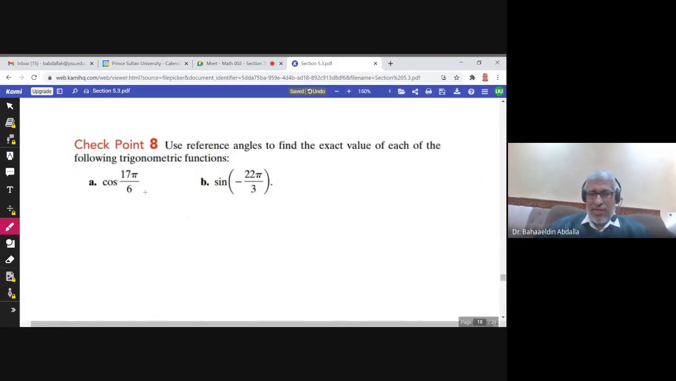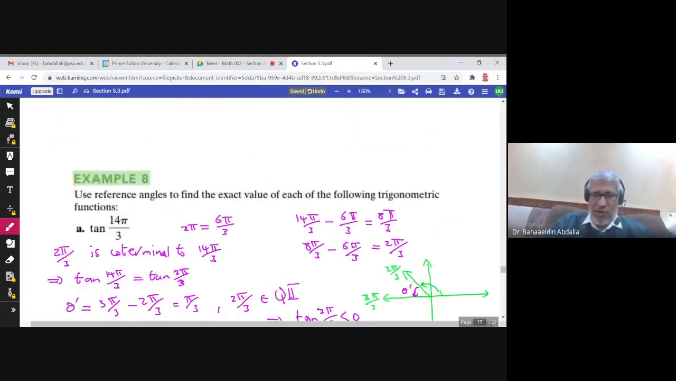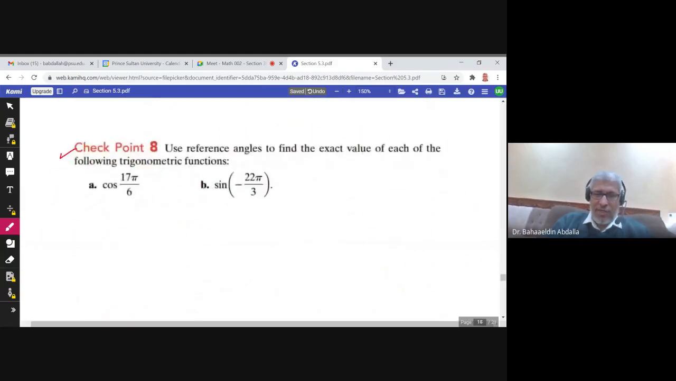More exercises. Please try these by yourself. Okay, these are similar to the previous ones. Over 3, I solved 1 over 3. Let me solve one over 6 for you.